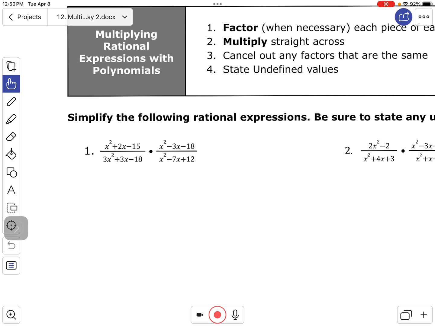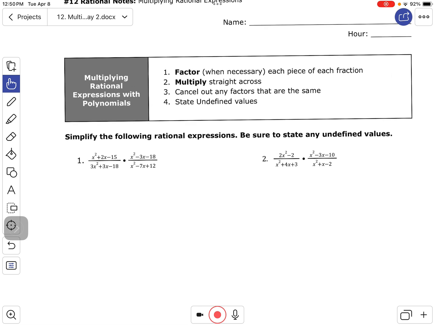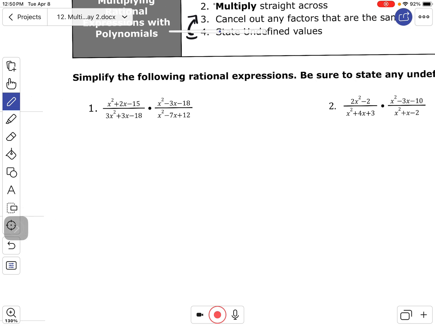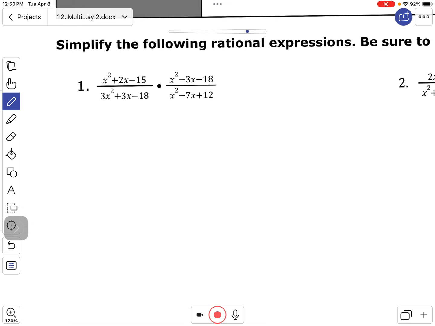So let's start, well, the directions are there. First you're going to factor, then you're going to multiply, cancel out any factors that are the same, and state the undefined values. And usually I flip-flop these two so I can see what I'm canceling out, or see my undefined values before I cancel.